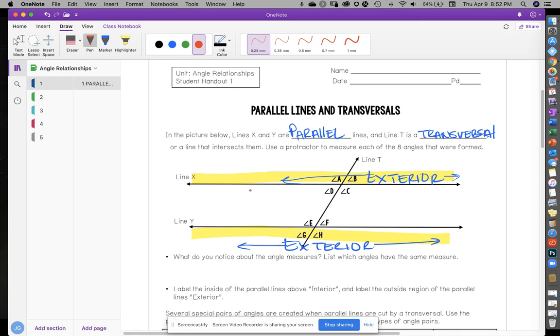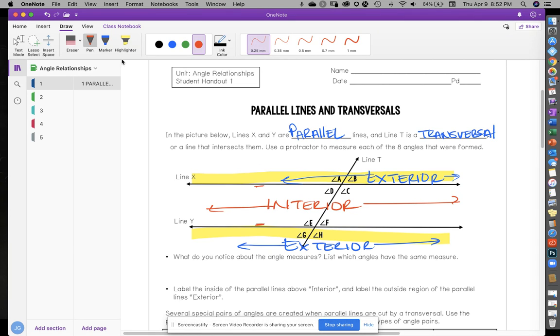Now, the middle part of the sandwich is called an interior. That goes for everything from this line to this line, on both sides of the transversal. The first question says, what do you notice about the angle measures? And list which angles have the same measurement.